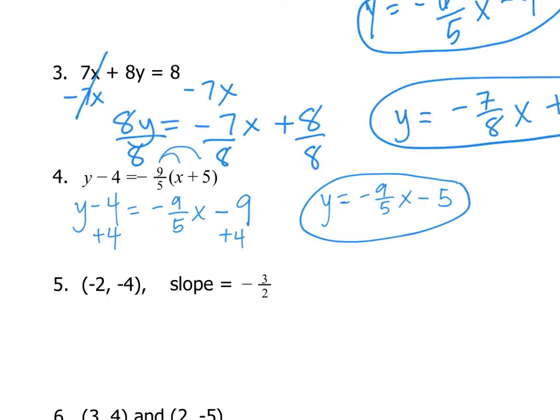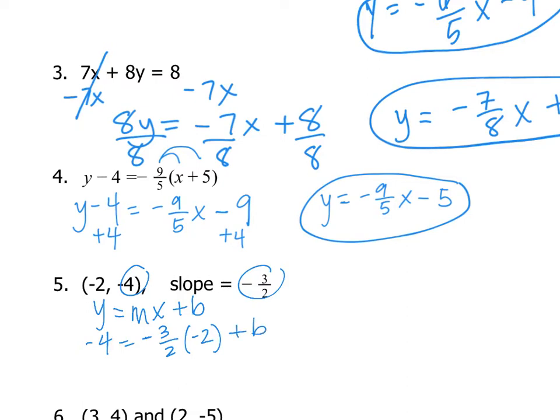Okay, so for number 5, we're given a point and we're given the slope, but we don't know the y-intercept. However, we can find it from this information. So I'm going to write my slope-intercept form, y equals mx plus b. And I know everything for this except for the b, so I can plug all these values in and solve for b. So my y is -4. My slope is -3/2. And then my x is negative 2, and I am solving for b, so I'll get b alone.